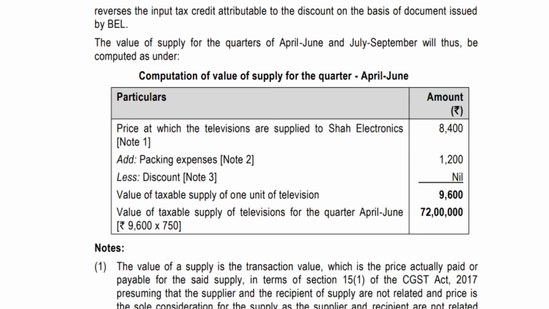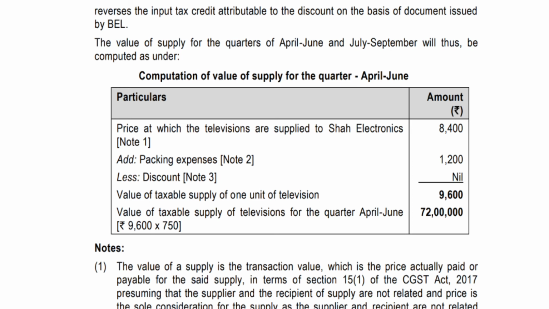So their total value of taxable supply is 750 TV multiplied by 9600 rupees, that is 72 lakh rupees. So the taxable supply in the case of April to June is 72 lakh rupees.